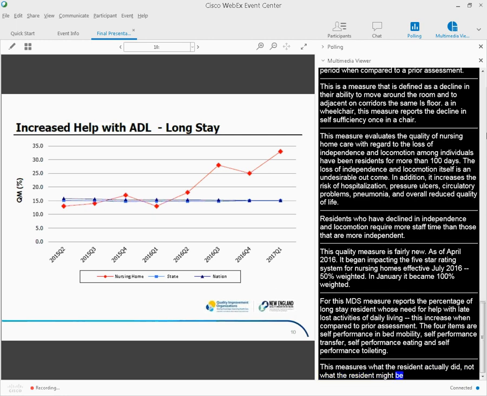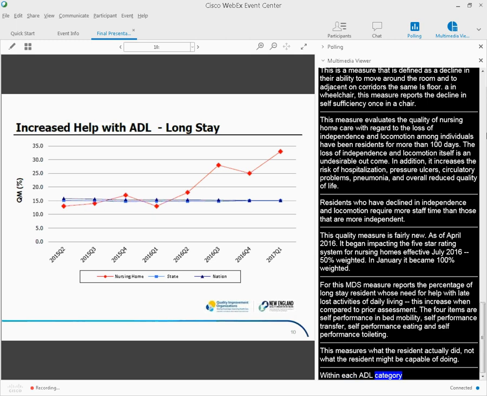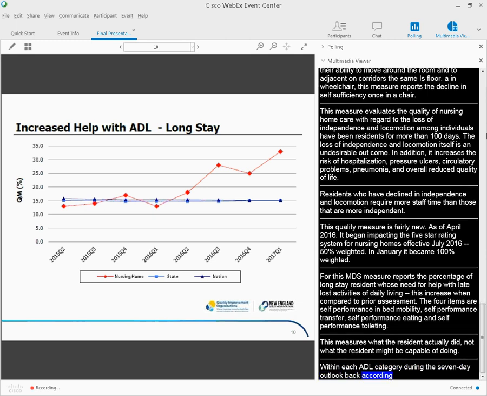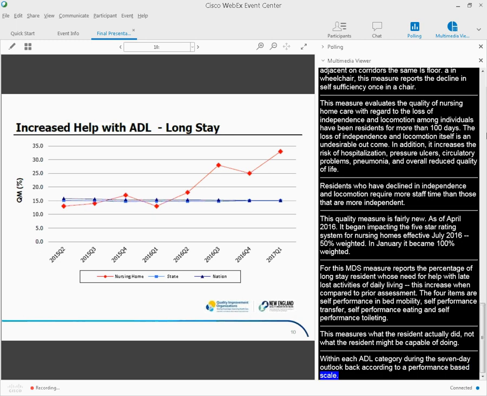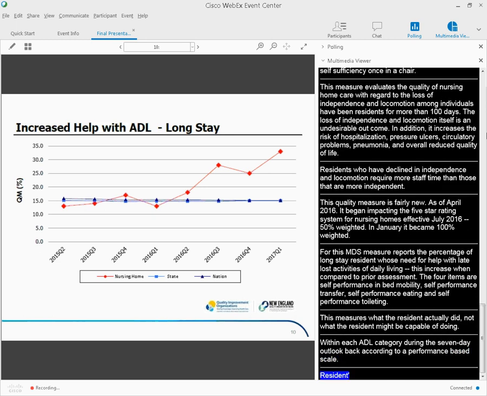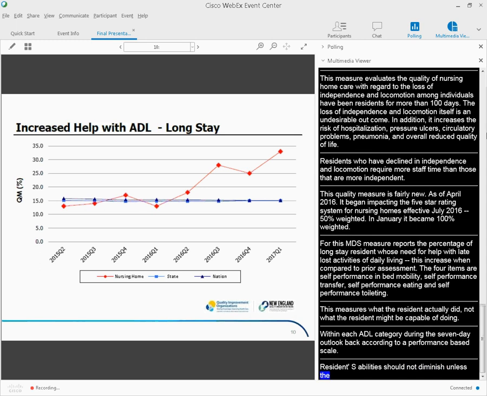Within each ADL category during the 7-day look-back according to a performance-based scale. Now, a resident's abilities in the activities of daily living should not diminish unless the circumstances of the individual's clinical condition demonstrate that that was unavoidable.